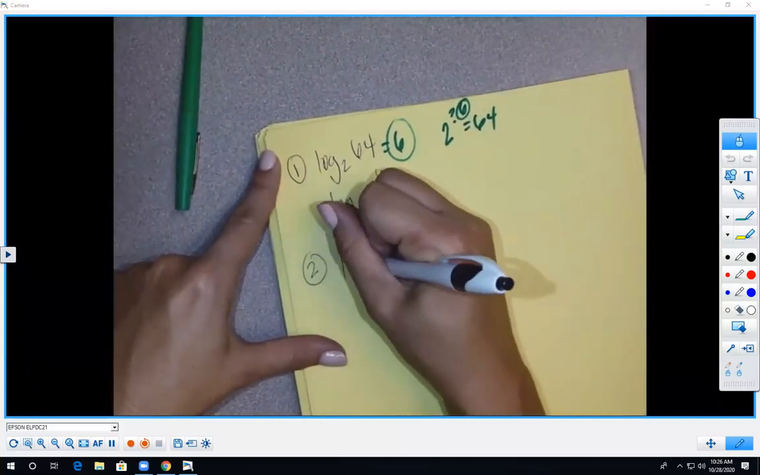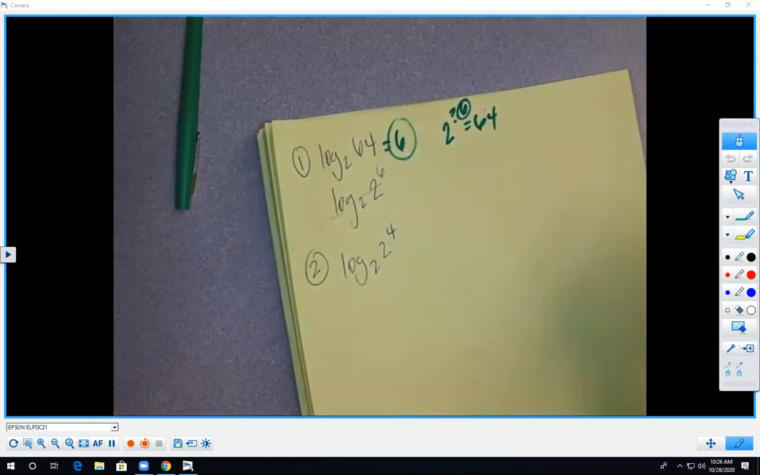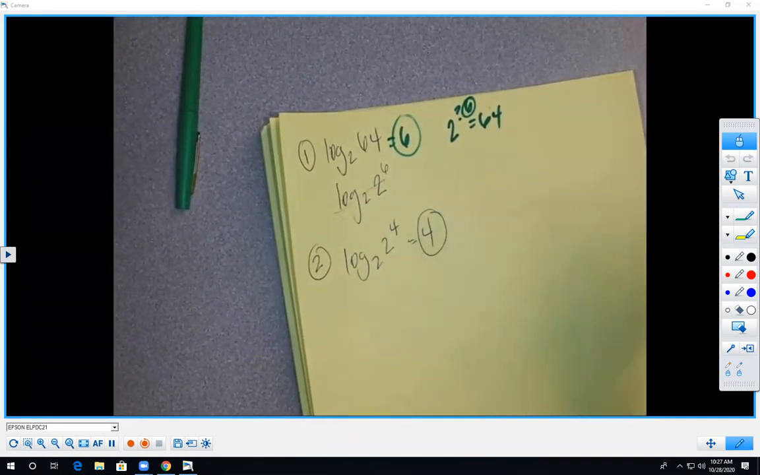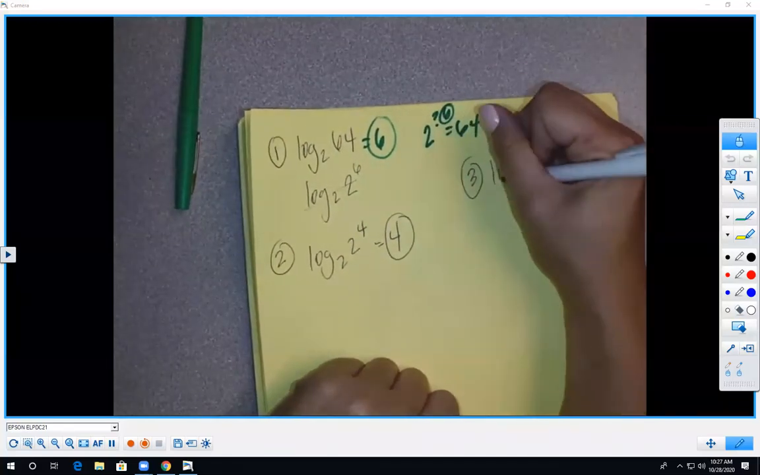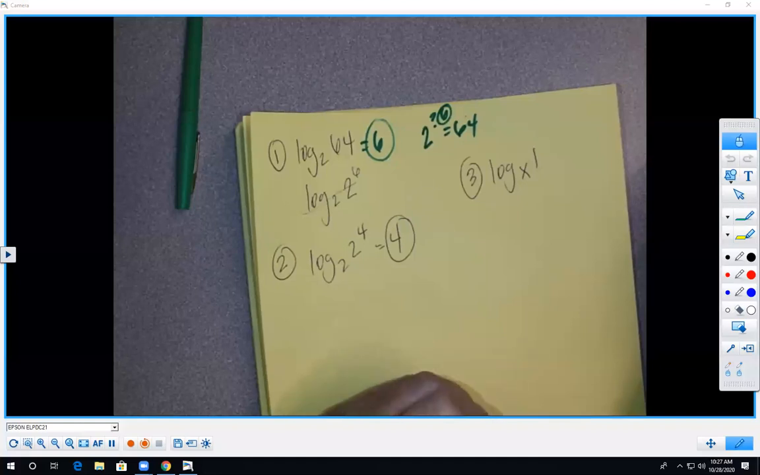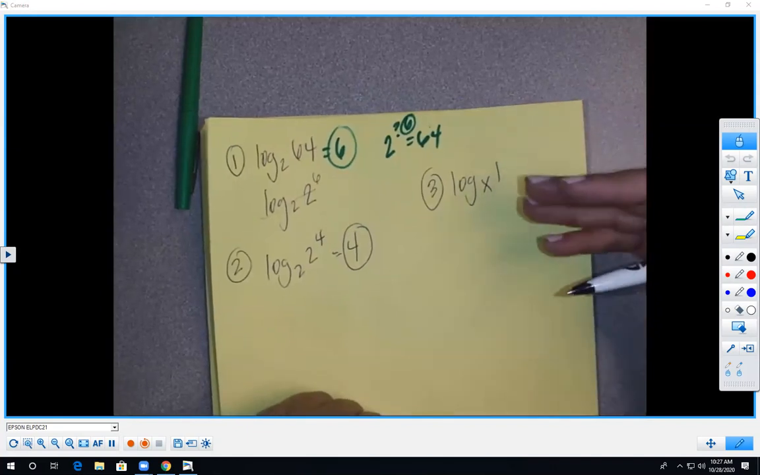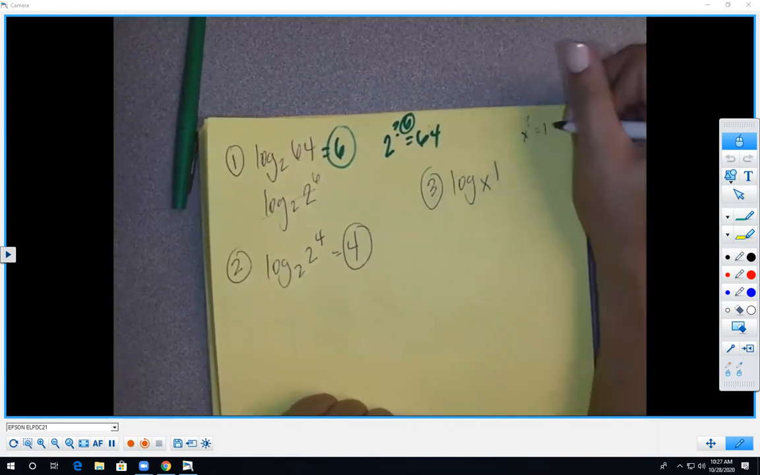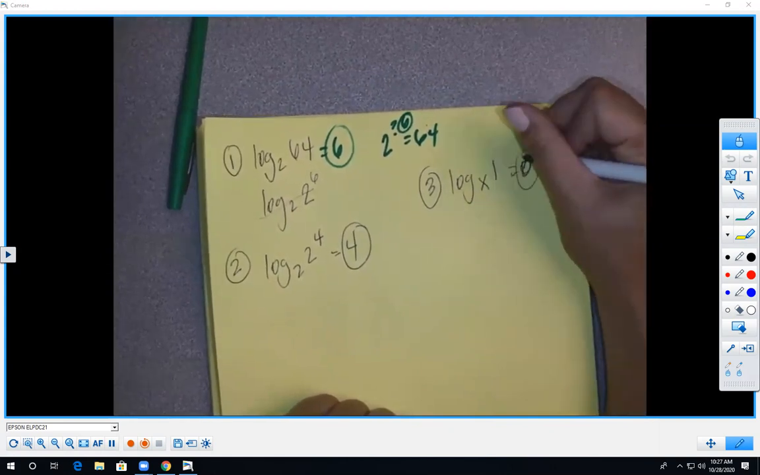What about if I had log base 2 of 2 to the 4th power? That one would just be 4, because the log and the raising it to an exponent undo each other. What about if I had log base x of 1? That's one that once you do it over and over, you'll start to remember it. If you need to change forms, that's fine. If you change forms, this would say x to what power equals 1? Well, the only thing to get 1 would be 0 power. So the answer for that is 0.